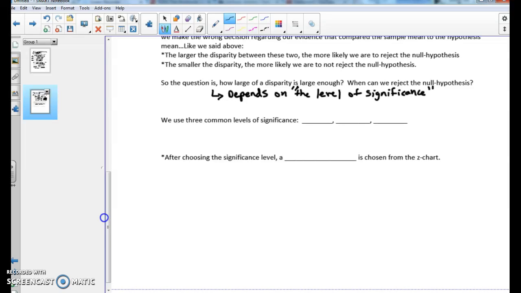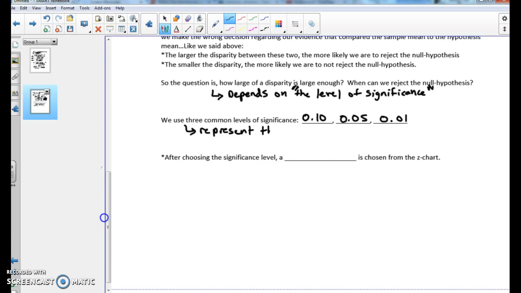Think of this as almost like confidence intervals that we talked about last week, except level of significance is almost like how confident are you in this thing having an error. That's kind of like a backwards confidence interval in some ways. Maybe that makes sense, maybe it doesn't. But we use 3 common levels of significance. They are 0.10, 0.05, and 0.01.